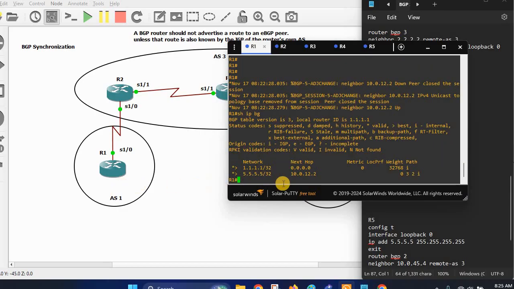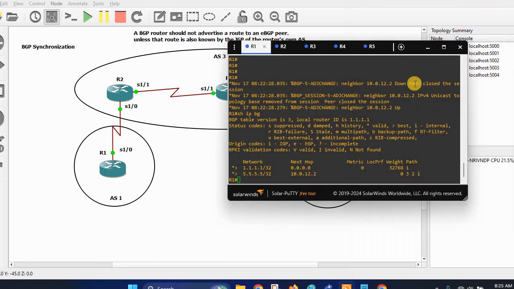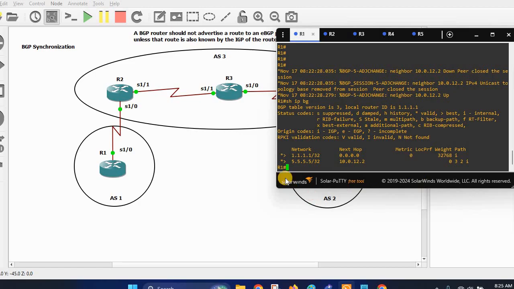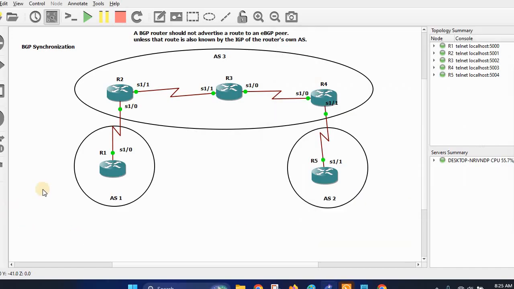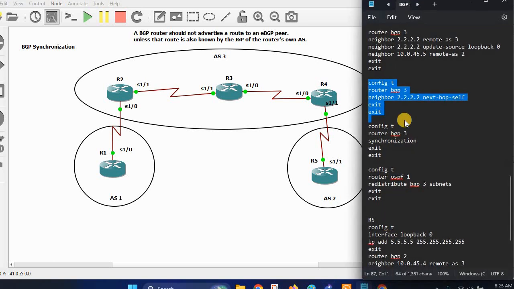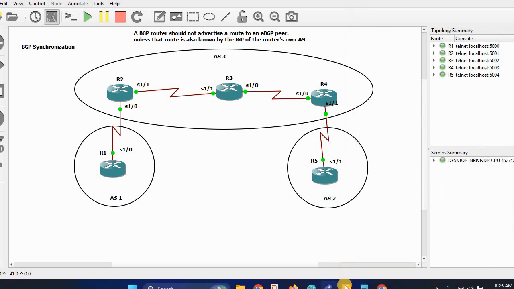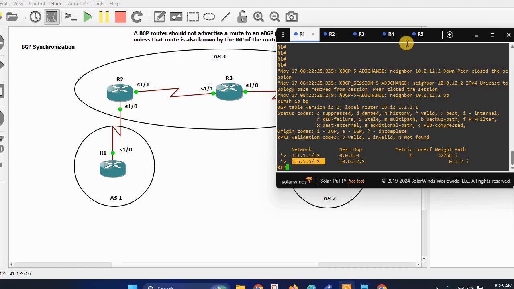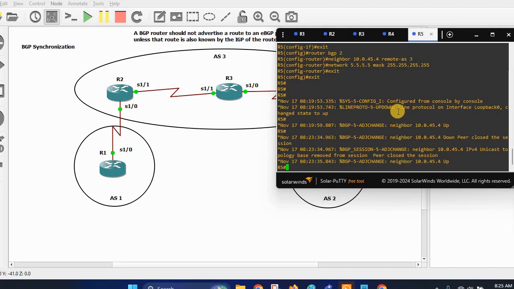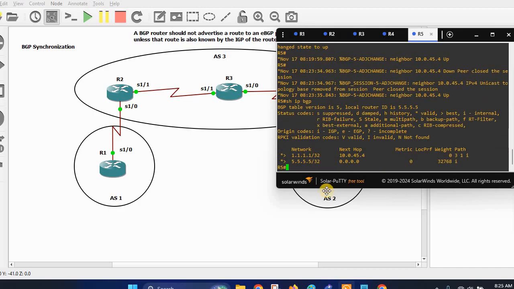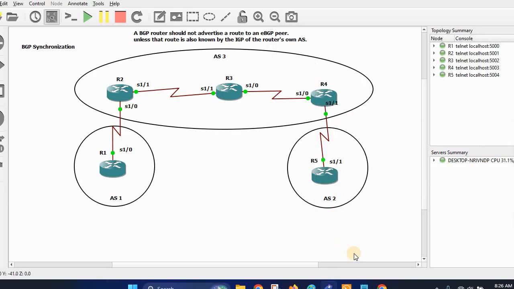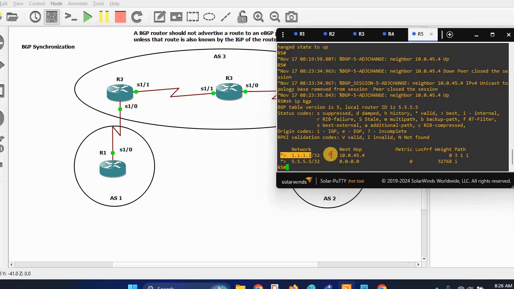Okay, now we'll see here, show IP BGP. So now R1 gets the update of R5. Okay, this is R1 getting the update of R5. Now synchronization is disabled. We are going to enable the synchronization after seeing what the update is. Now the same thing we'll check on R5 also. So show IP BGP on R5, R5 means the S2. Here also R5 is getting the R1 update.